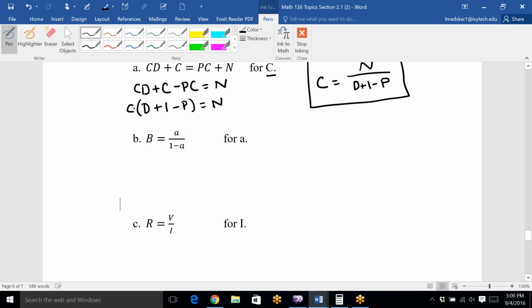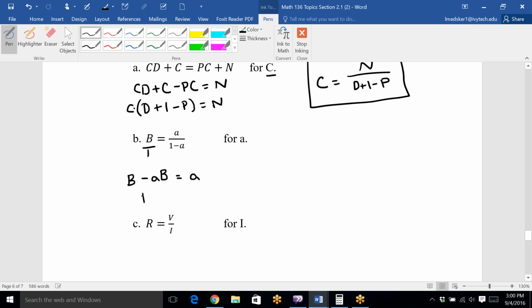For B, we're trying to solve for A, but the problem is we have 2 of them and you can't cancel them because they're in different parts. This is a monomial and this is a binomial. So I would think of this as cross multiplication first. So B times 1 is B. B times negative A is negative A big B. And then that would be equal to A times 1, which is A.